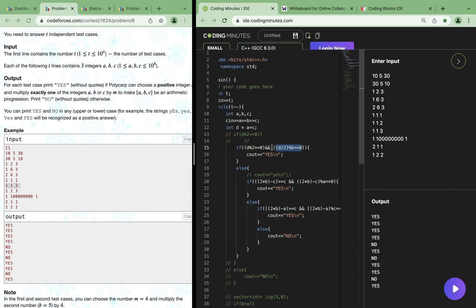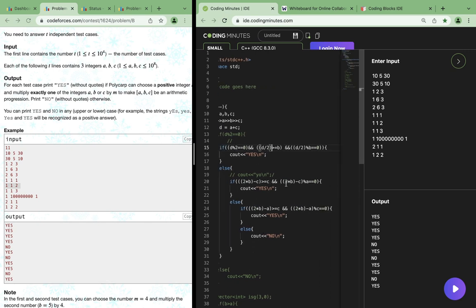So maybe we have to check that d by 2 is not equals 0. Maybe this and equals to b. Maybe this is the thing we were waiting for. And this should be A, right? This should be A.